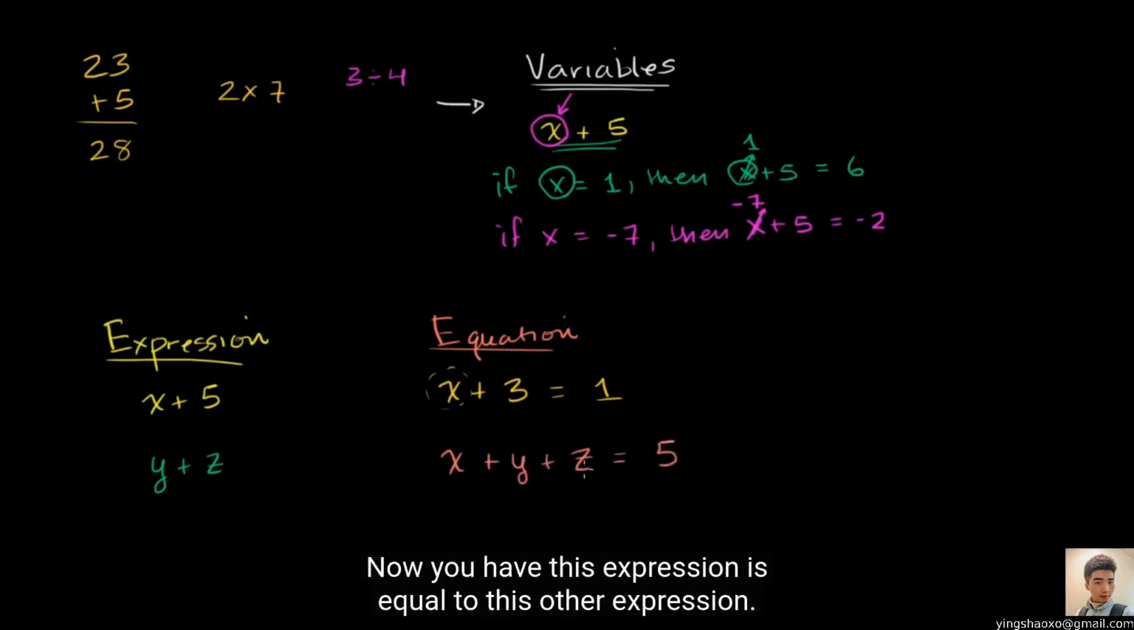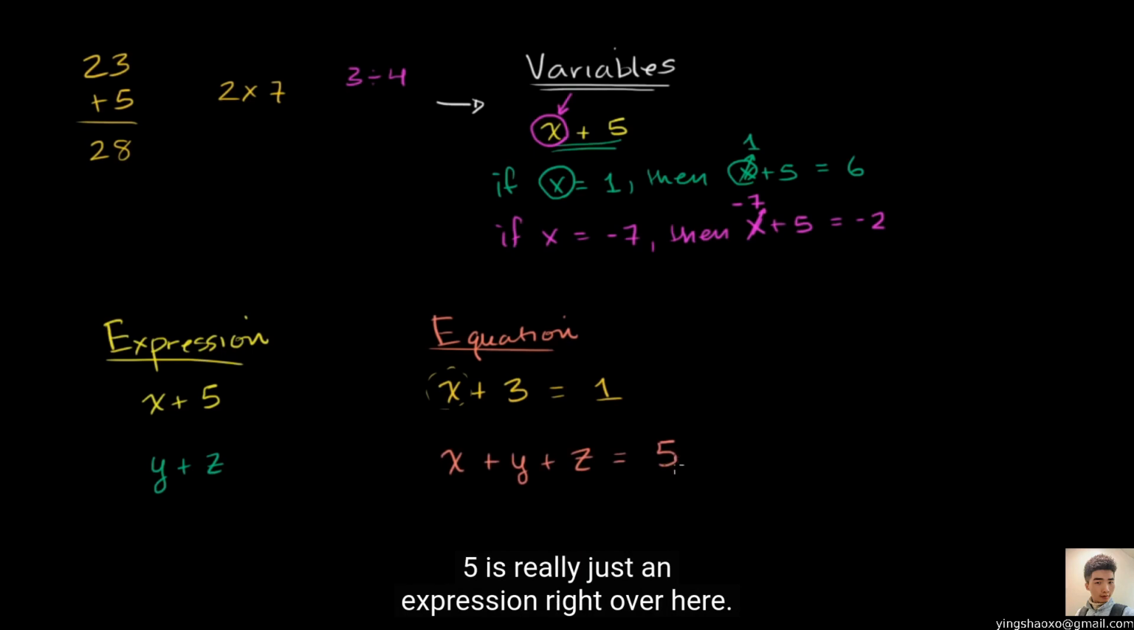Now you have this expression is equal to this other expression. 5 is really just an expression right over here. And there are some constraints. If someone tells you what y and z are, then you're going to get an x. If someone tells you what x and y are, you can find z. But it depends on what the different things are.